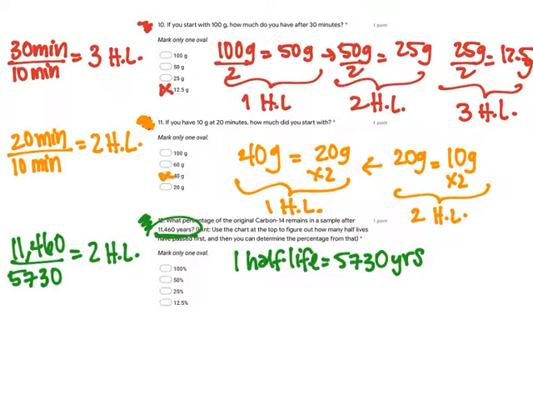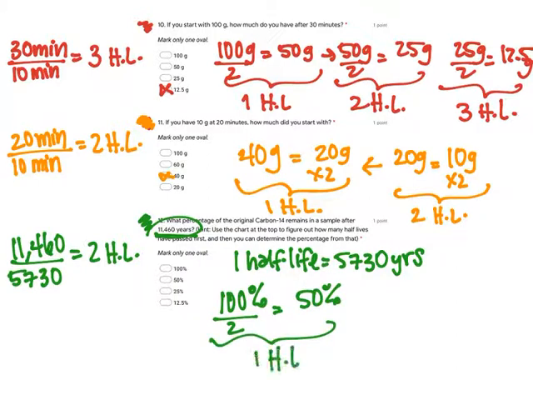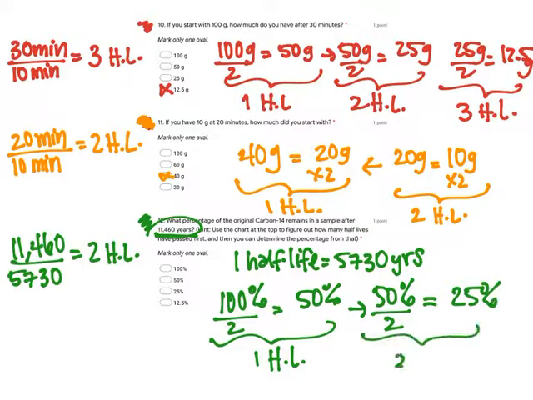So if we're dealing with percentages, we know at the beginning we must have 100% of our sample. And then over the course of time, it decays. So let's figure out how much would remain after 2 half-lives. 100 divided by 2 would give us 50% at the end of one half-life. That 50% would decay again into 25% at the end of the second half-life.